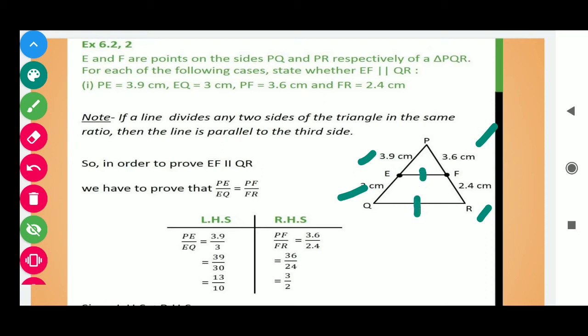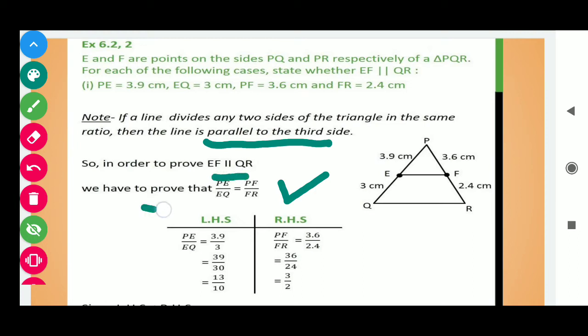For the same, we have to just prove that their ratio must be equal. So students, let's start. If a line divides any two sides of the triangle in the same ratio, then the line is parallel to the third side. So in order to prove EF is parallel to QR, we have to prove that PE by EQ is equal to PF by FR. Left hand side is equal to right hand side.